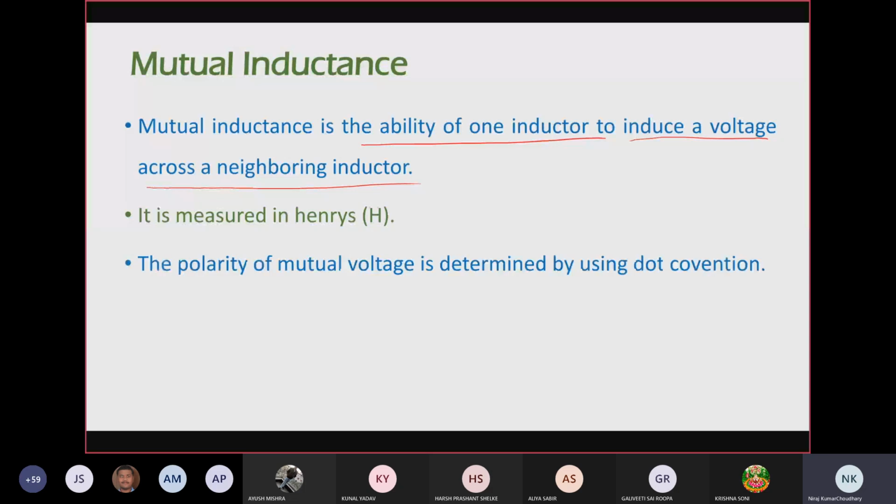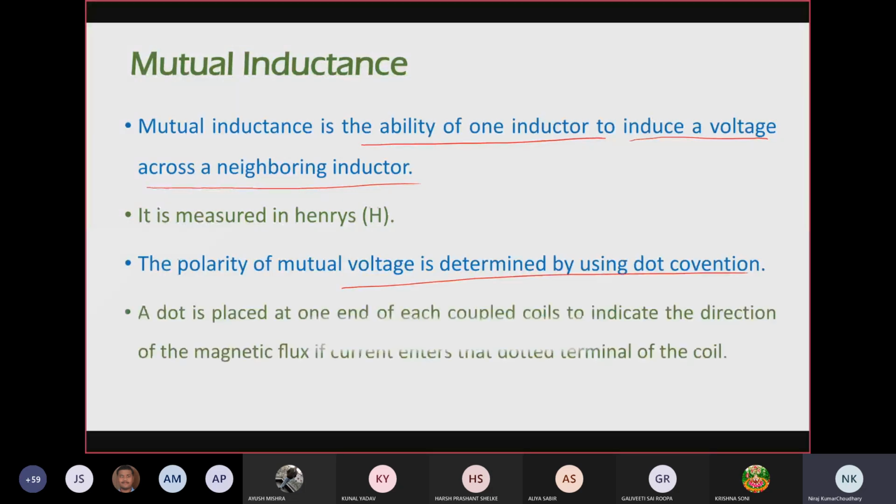The polarity of mutual voltage is determined by using dot convention. एक dot convention use किया जाता है, अभी देखोगे तुम लोग क्या होता है. Suppose this is your electromagnetic circuit. So here you have two sets of coils. Suppose this one is your L1 and this is your L2, right? The inductance of the first coil is L1, the inductance of the second coil we have considered as L2. So the mutual inductance here we have to calculate, right?